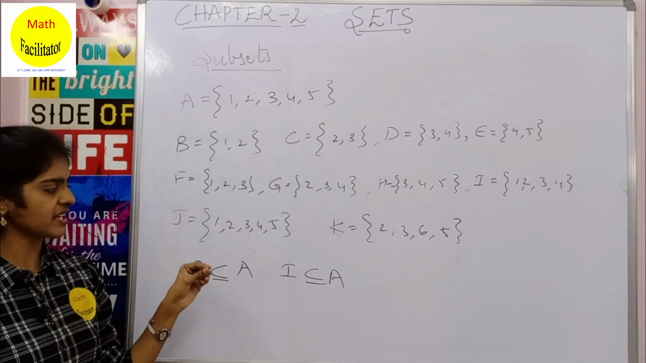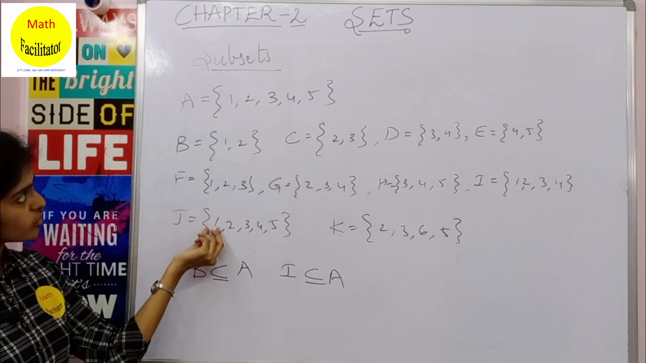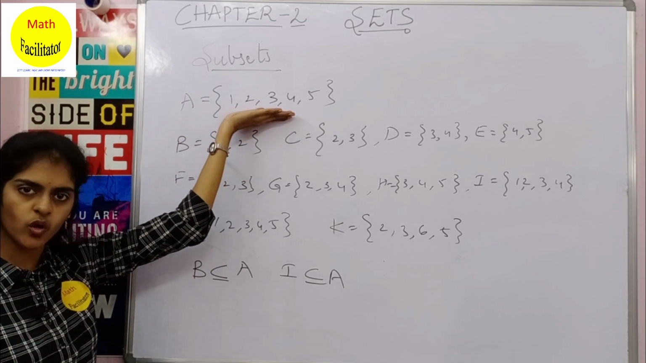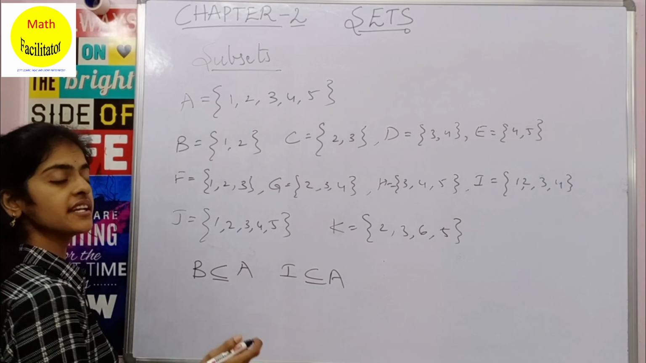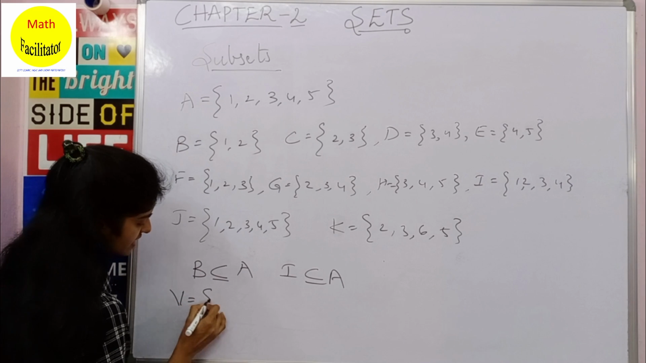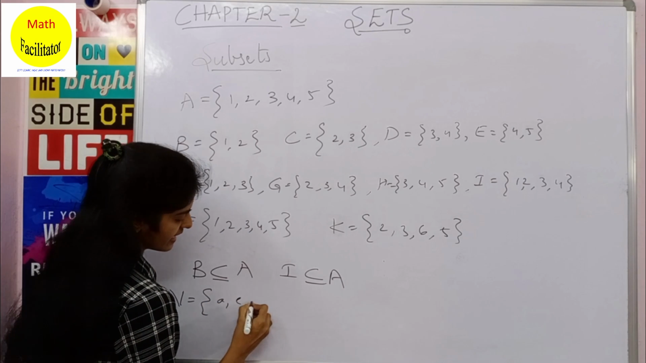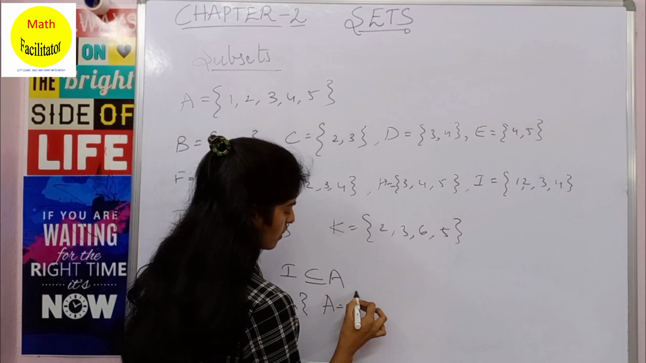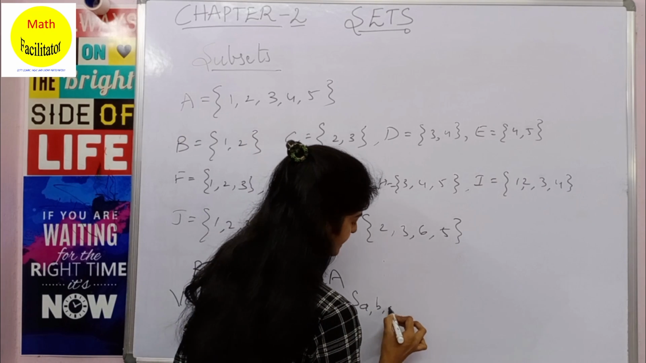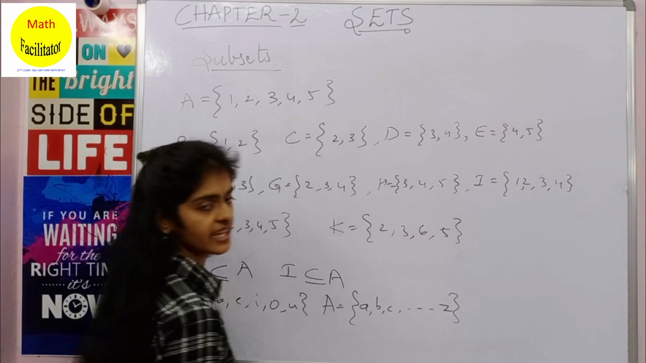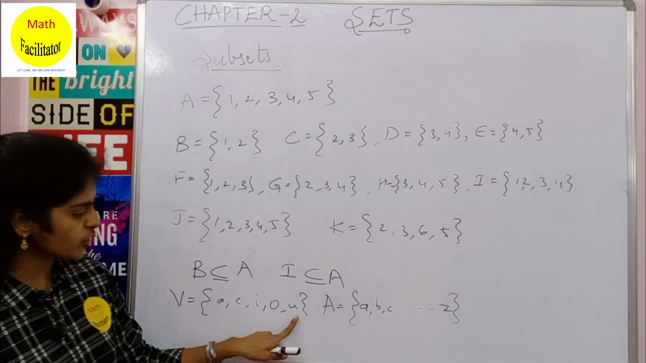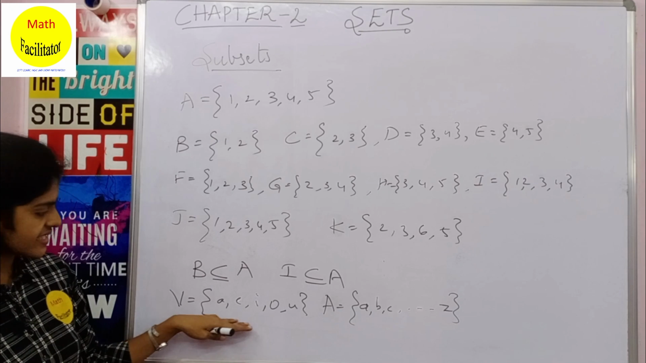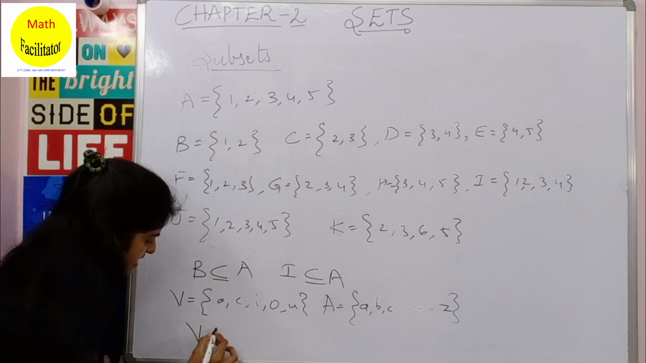A subset is nothing but if every element of this set is also an element of this big set, then you say that this is a subset of this set. And you represent it in this way. Clear? Now taking one more example, you know that the set of vowels V contains A, E, I, O, U. And the set of all the alphabets of English, A, contains A, B, C, D and so on till Z. So here you can see A, E, I, O, U are elements of V as well as they are elements of A. In this also you contain all these elements. So you can say V is a subset of A.